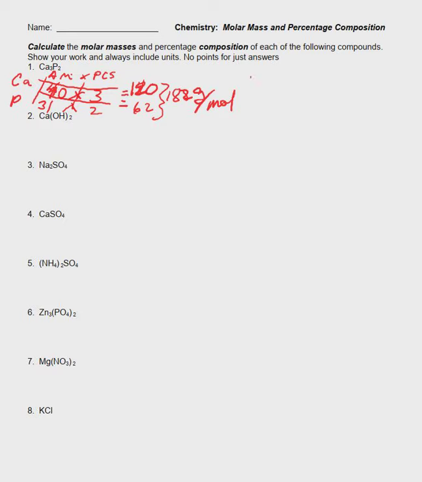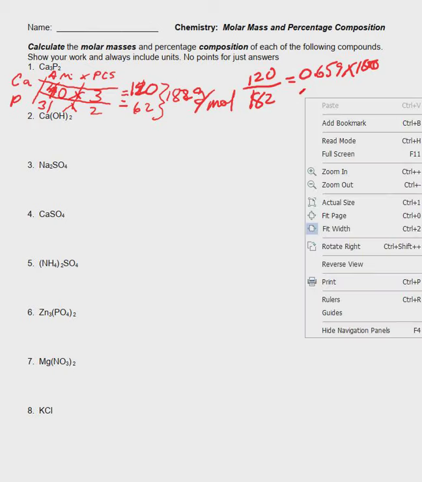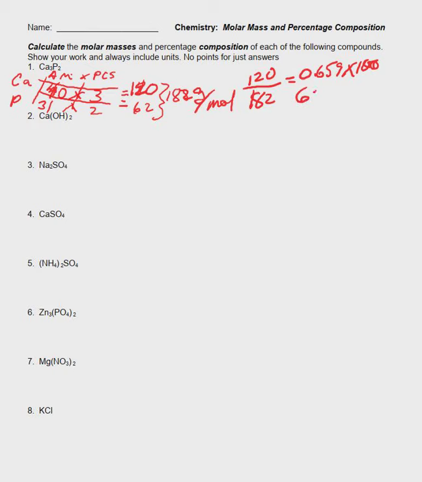So 120 divided by 182 equals 0.659, times, and we multiply it by 100 to get our actual percents. So that would give us 65.9%, because we want to move it over 2 spaces.